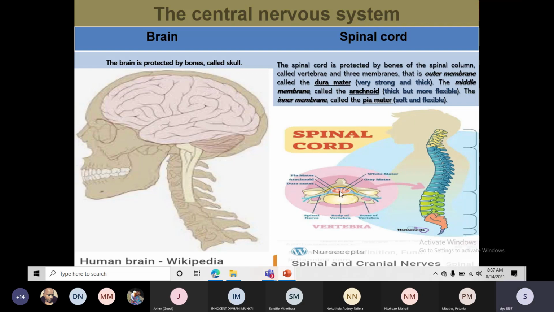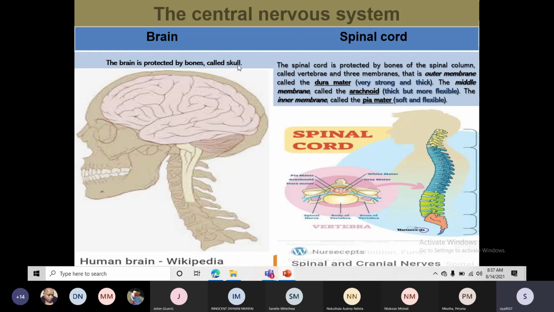In this small structure here, you see the pia mater, which is the inner, blue one, soft and flexible. Then the arachnoid, the middle one, which is thick but more flexible, and the dura mater, the outer one, which is very strong and thick. These are the key structures that protect the brain and the spinal cord.